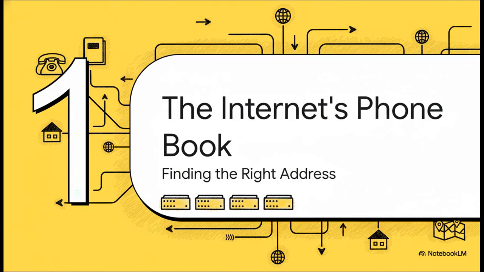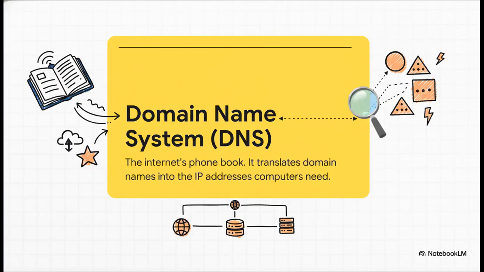Okay, so first things first. Before our little messenger can go anywhere, it needs an address, right? I mean, you can't just send a letter to your friend's house. You need the street and number. It's the exact same thing for your browser. It can't just send a request out into the void hoping to find a website. It needs to know the precise numerical location of the computer, the server, where that website actually lives. And that is exactly where something called the Domain Name System, or DNS, comes into play.